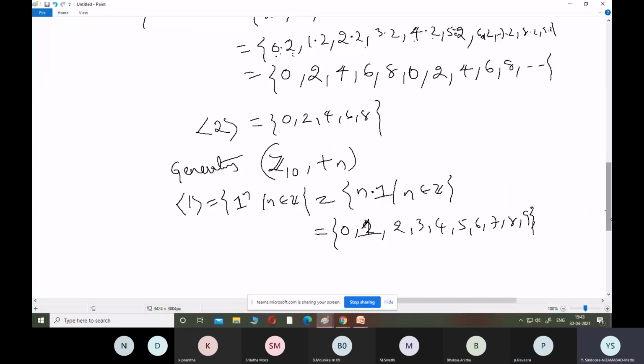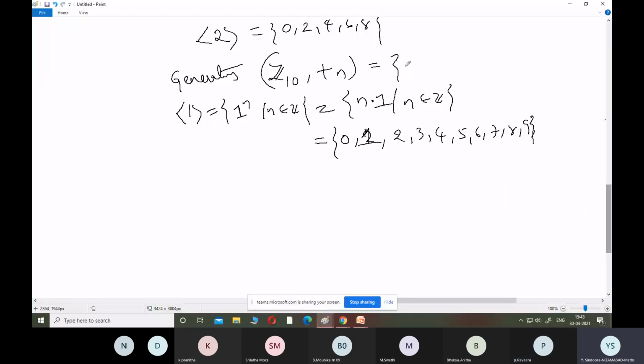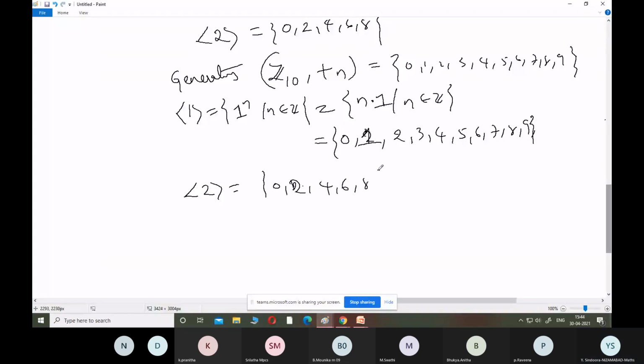So I should be talking about elements of Z10 only, right? In Z10 I have 0, 1, 2, 3, 4, 5, 6, 7, 8, and 9. I have written the cyclic group of 1. What is the cyclic group of 2? We have just written it, it is 0, 2, 4, 6, 8.